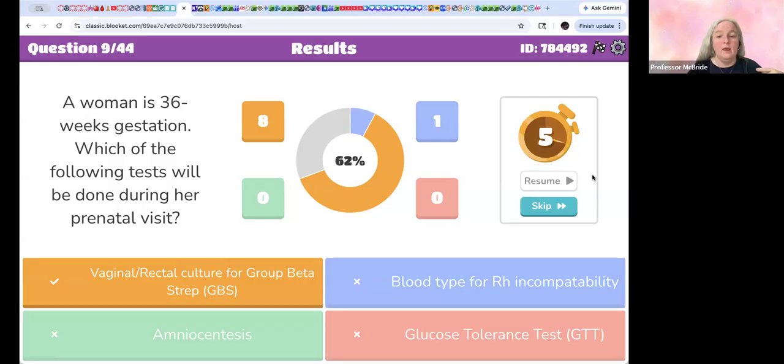Her insulin needs at the beginning of pregnancy are going to be a lot lower than by the end of pregnancy, because it keeps going up as her body gets more and more insulin resistant. The body tries to hang on to glucose to grow that baby.